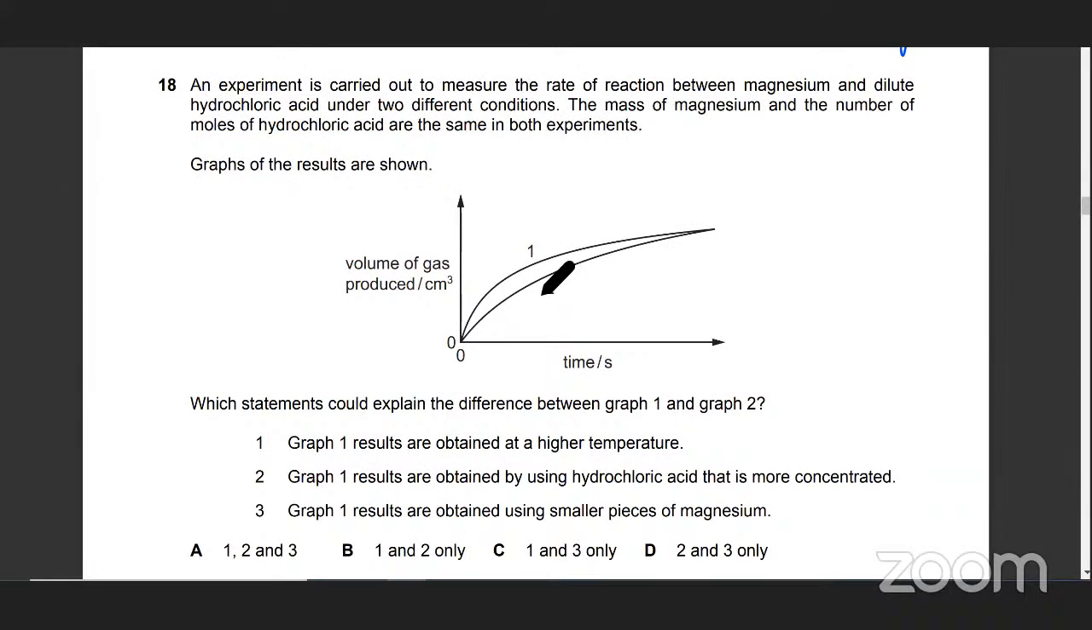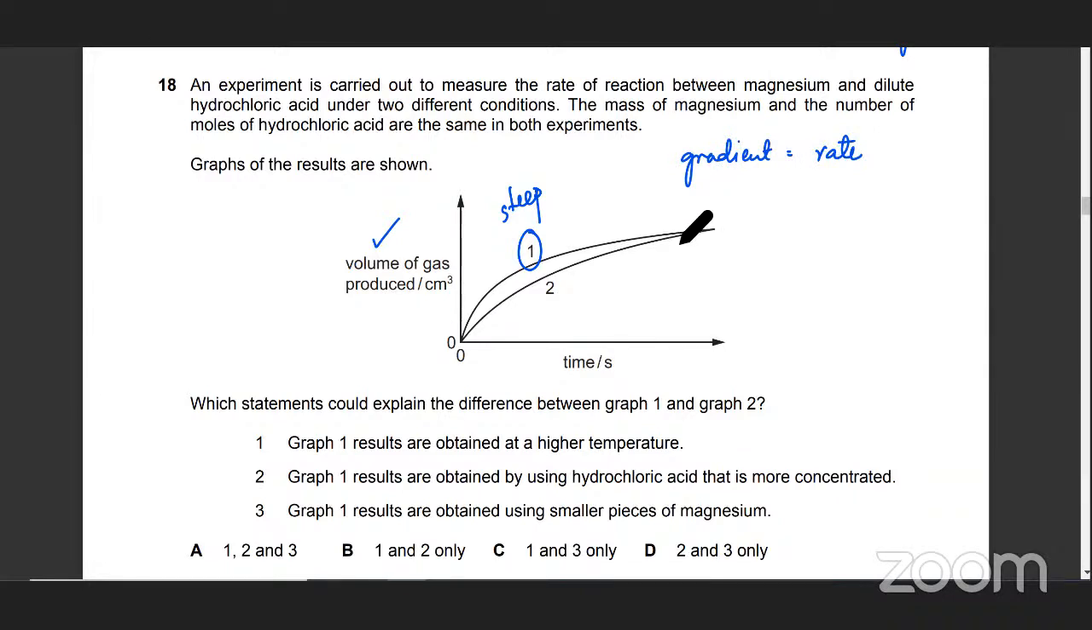ठीक है, 1 is your faster reaction. The volume of gas produce हो रही है. ठीक है, metal plus acid is going to produce hydrogen gas. तो 1 जो है that's much steeper, ठीक है? जो steep होता है that's the faster reaction. Remember gradient जो होता है ना if you plot any change with respect to time, gradient is basically a measure of the rate of the reaction.